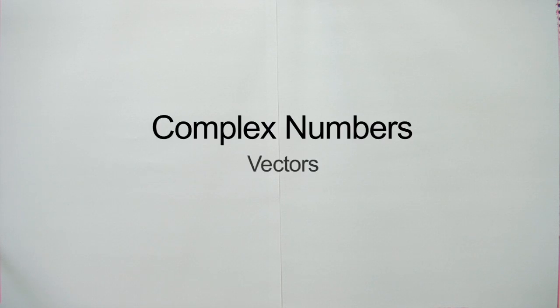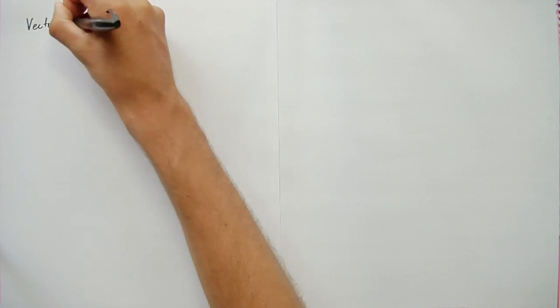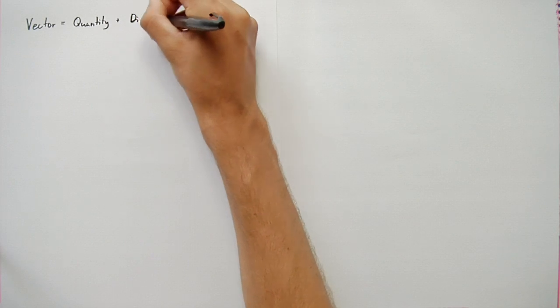Hey guys, so in this video we're going to be looking at representing complex numbers as vectors in the complex plane. So first of all, what is a vector?